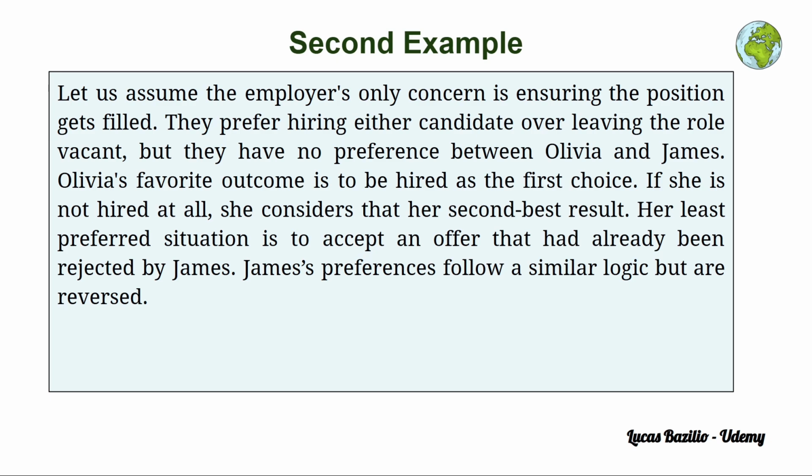James' preferences followed the same pattern as Olivia's, but in the opposite direction. His best outcome is being offered the job first and accepting it. So we assign this a utility of 2. If he does not get hired at all, that is still better than feeling like a backup. So we give that a utility of 1. And finally, the worst outcome for him is accepting the job after Olivia rejected it, which makes him feel like the second choice. So we give that a utility of 0.